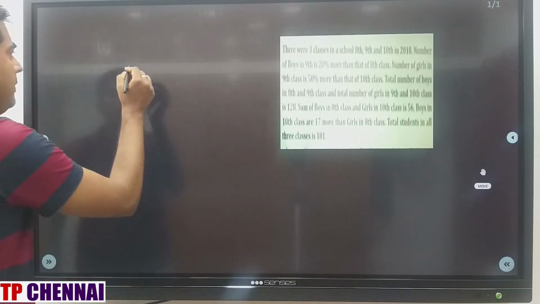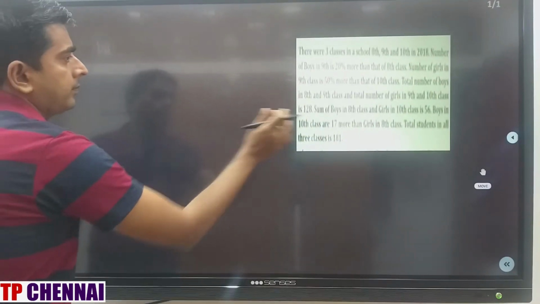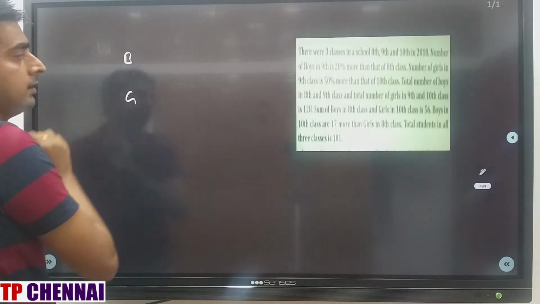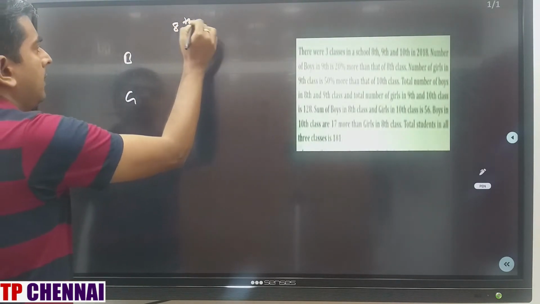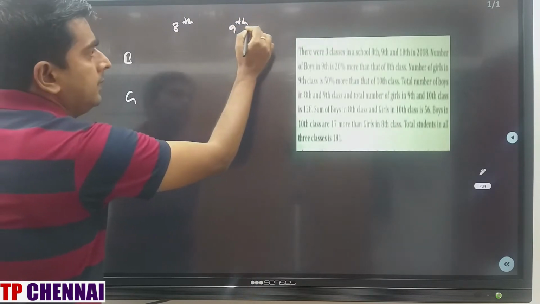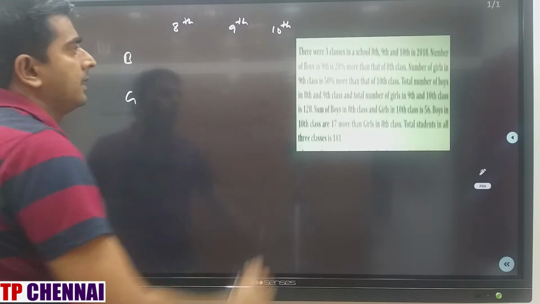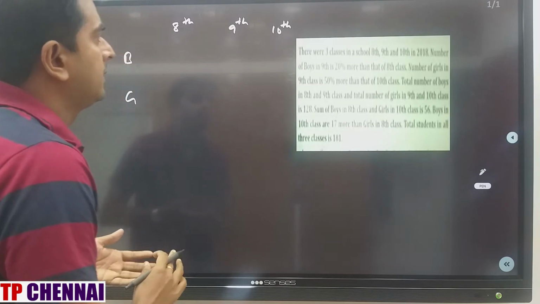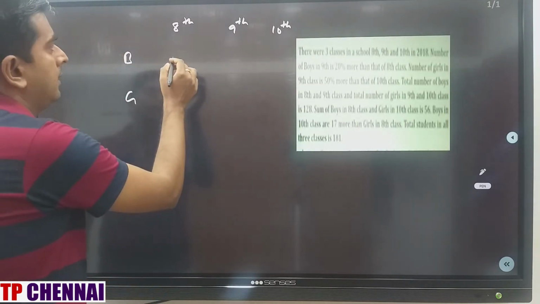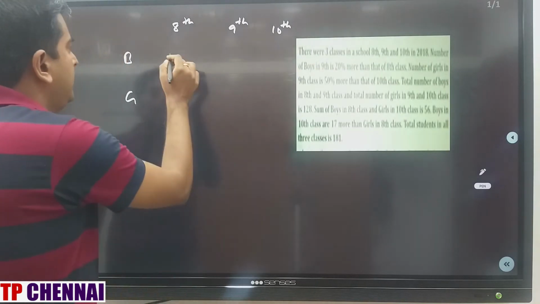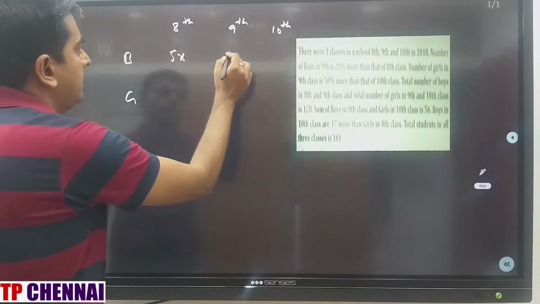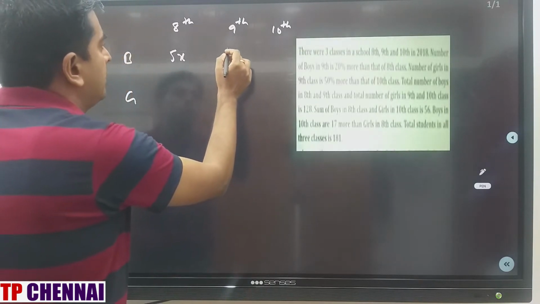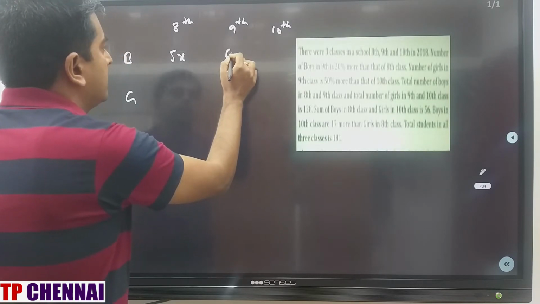Right? So you have boys and you have girls. This is 8, this is 9, and this is 10. Three classes are there. The number of boys in 9th class is 20% more than that of 8th class. If 8th class is 20%, the fraction value is 1 by 5. If this is 5x, then the number of boys in 9th, 20% more, is 6x.